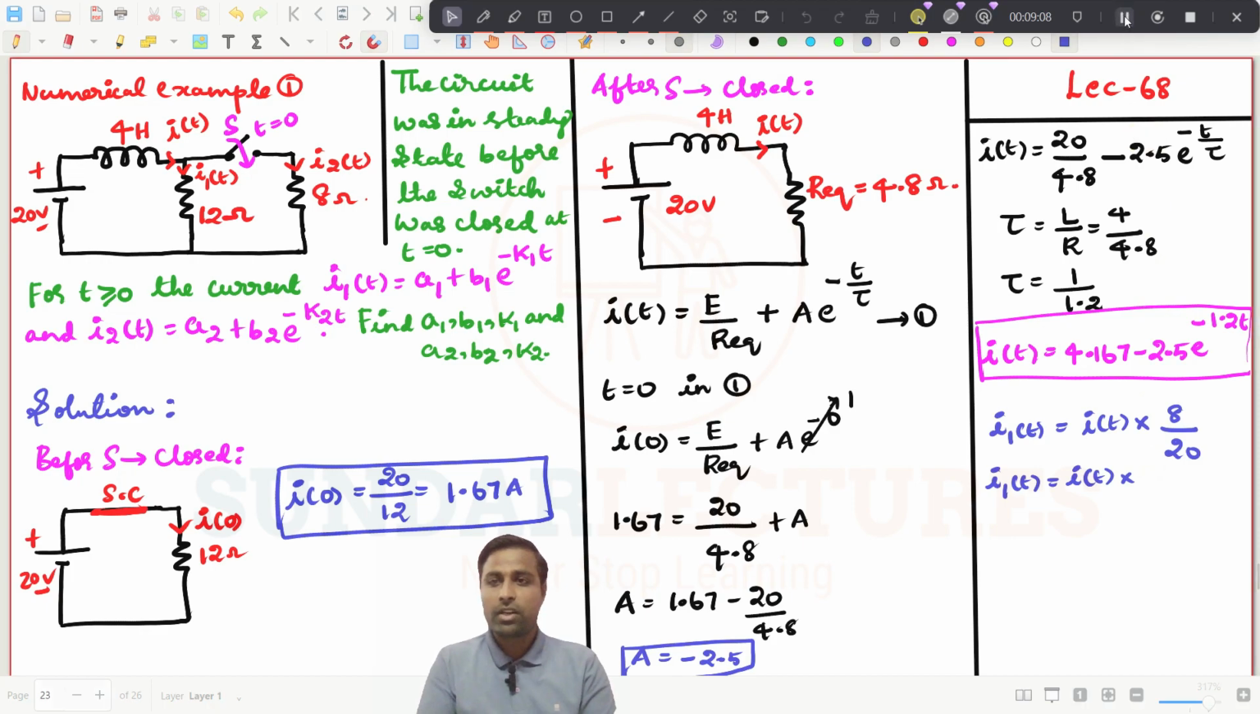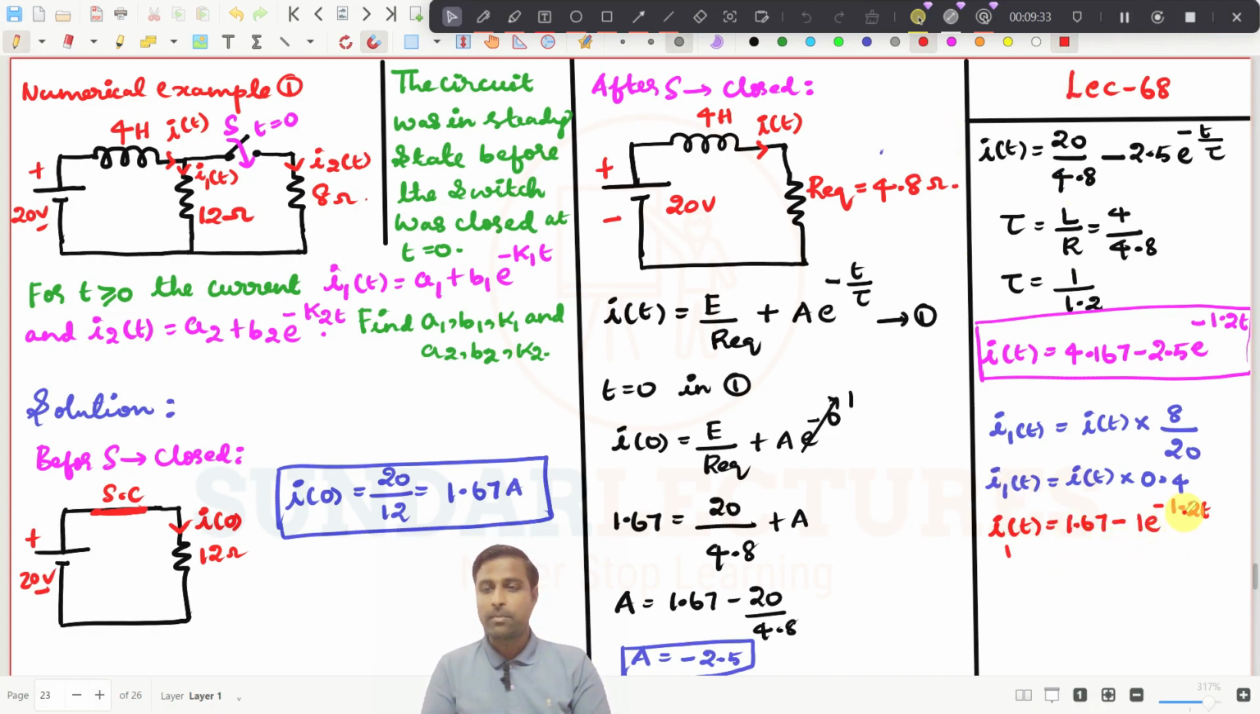If you simplify this, I1 of t will be equal to I of t into 0.4. If you multiply this one with I of t, I1 of t is equal to 1.67 minus 1 e power minus 1.2 t. And you just compare this with this expression, and I can finally write what is A1. This is I1 of t, right? What is A1? A1 will be 1.67, and what is B1?